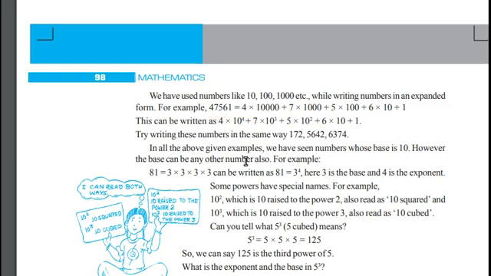In all the above examples, we have seen numbers whose base is 10. However, the base could be any number. 81 could be represented as 3 times 3, 9, 9 times 3, 27, 27 times 3 is equal to 81. We can write 81 as 3 to the power of 4. Here 3 is the base and 4 is the exponent.